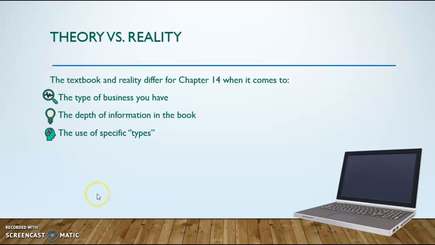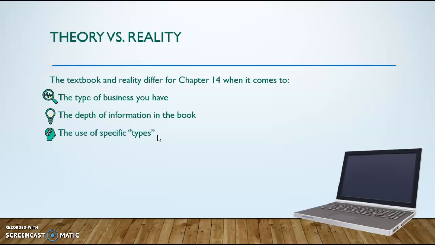Next, we look at theory versus reality. So for chapter 14, the textbook and reality differ for the type of business you have, the depth of information in the book, and the use of specific types. So for the type of business you have, there's so many different industries and different kinds of businesses that you really sort of have to tailor everything in the textbook to fit what your business is. Some would require more modification than others.